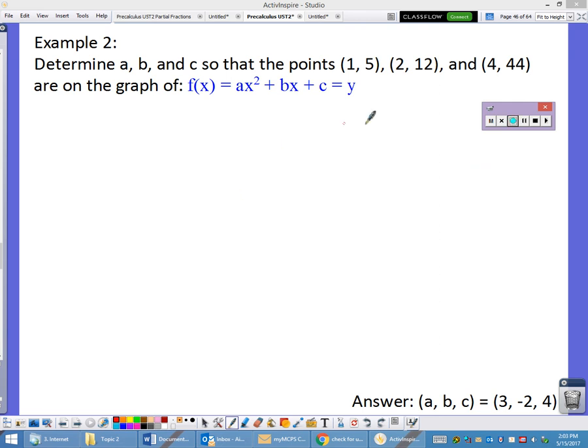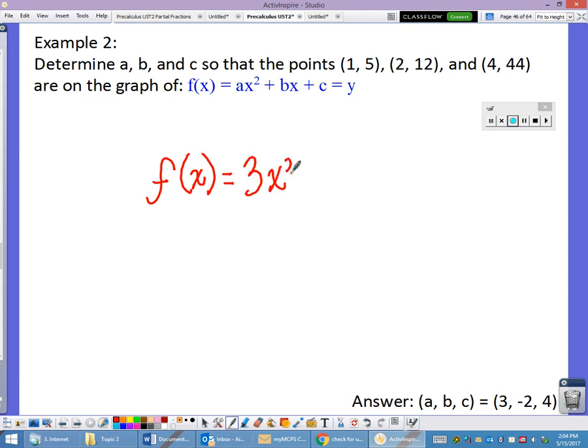Oops, sorry, I thought I was paused here. Alright, actually that's right. So my function is going to be f of x equals, my a is 3, 3x squared, minus 2x, that's my b, and then plus 4. Okay, and so then you would see that you get 3x squared minus 2x plus 4. And again, if I were to graph a parabola, those points would be on that parabola.